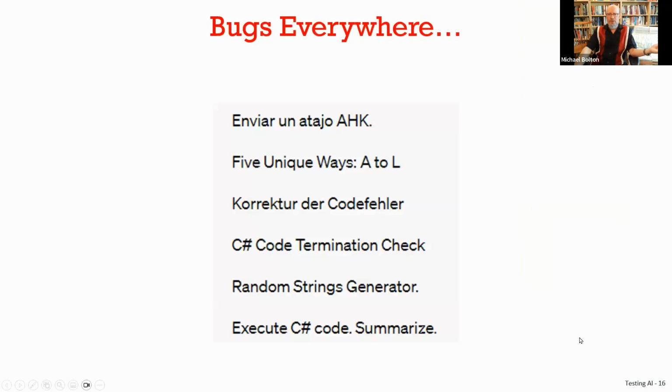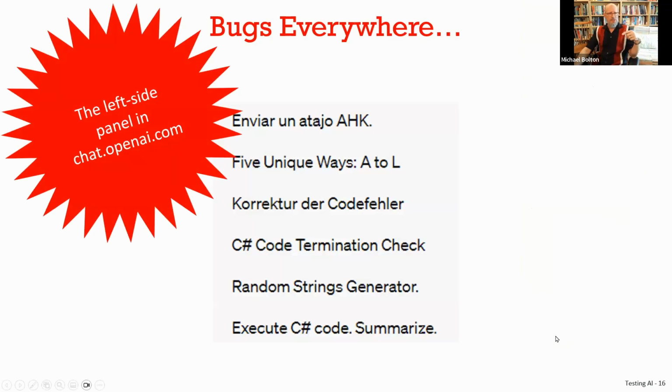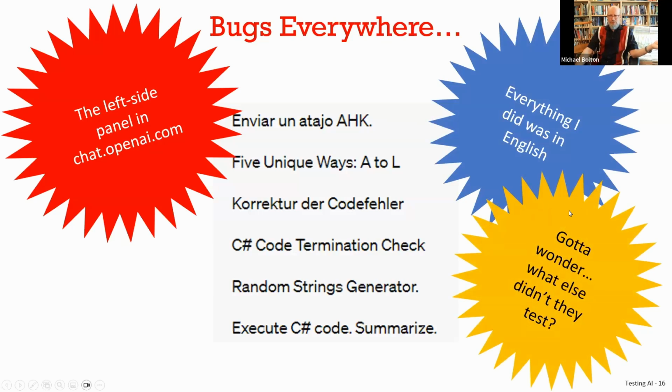And there's bugs everywhere. This is the left side panel in chat.openai.com. And for some reason, it has decided to translate some of the testing assignments that I've given it into other languages. Spanish apparently here, German apparently here, but everything I did was in English. So I got to wonder, what else didn't they test?